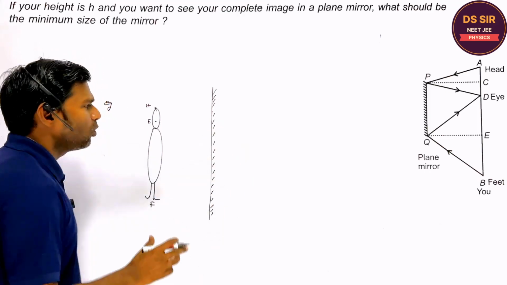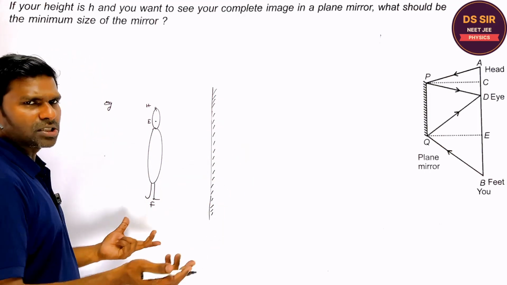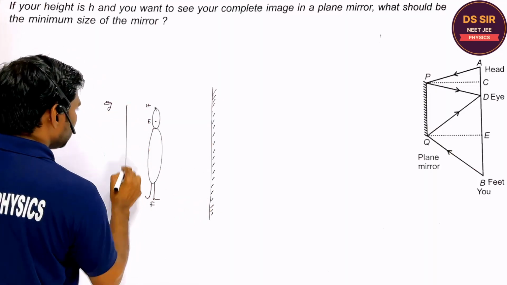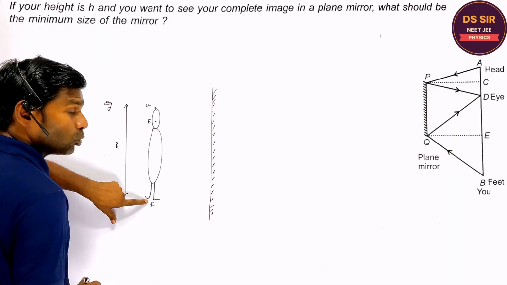So minimum how much height of the mirror is required? It's just half of the height of the person. This is the first thing, right? Suppose the height of the person is assumed to be h. So how to see the full image?